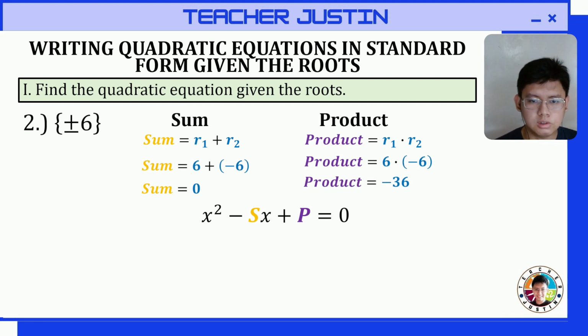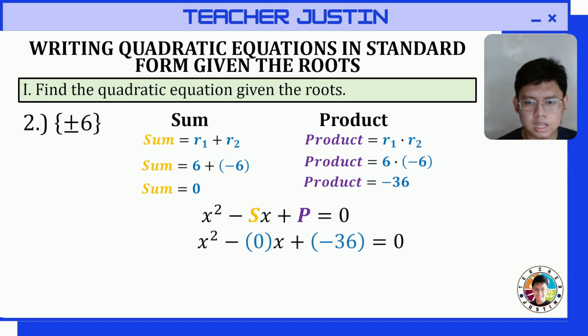Okay, so let's substitute the sum and product. So we will have x squared minus 0x plus negative 36 is equal to 0. Now let's multiply the sign. Negative times 0 is 0. Positive times negative will be negative. So this will give us x squared minus 36 is equal to 0. So this will be our quadratic equation that will produce positive negative 6 as our roots. And that's it. Ta-da!